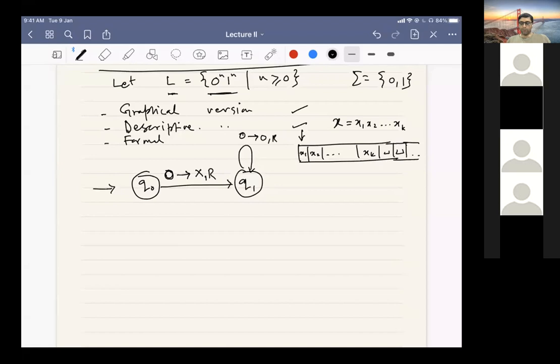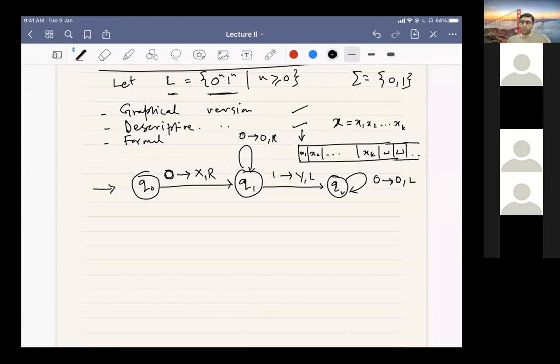to the right. If it finds a one, it replaces this one with Y and goes to the left-hand side, and moves the machine to Q2. In this case, if it finds any zero, then it does not do anything and keeps going to the left. There's one more transition, which I will come back to.